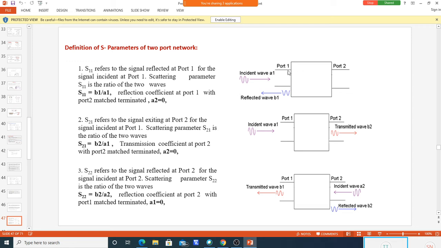So the incident wave at port 1 and the reflected wave: if you take the ratio of those two, it gives the reflection coefficient. As you saw in transmission lines, you take the ratio of the reflected wave divided by the incident wave. It is the same thing. B represents the outgoing, A represents the incident.